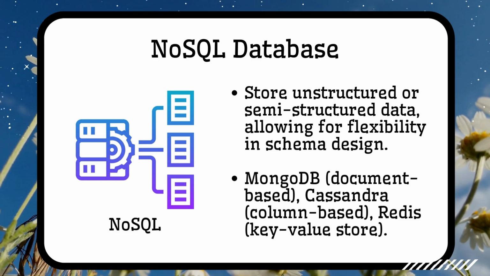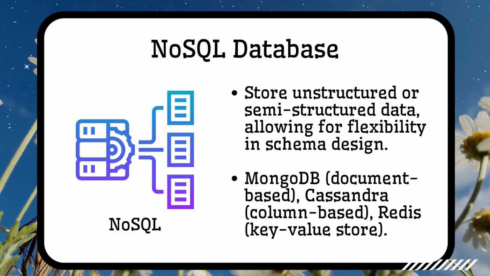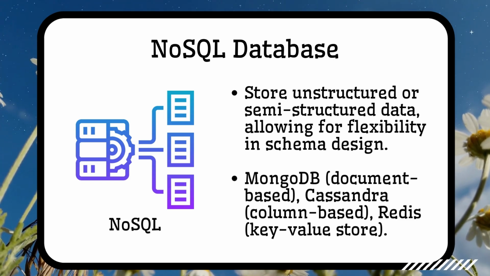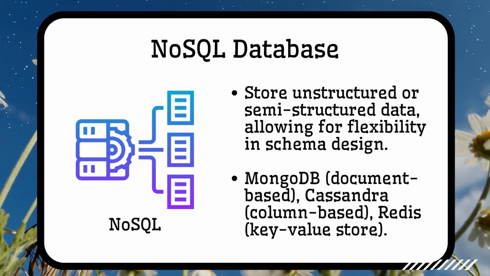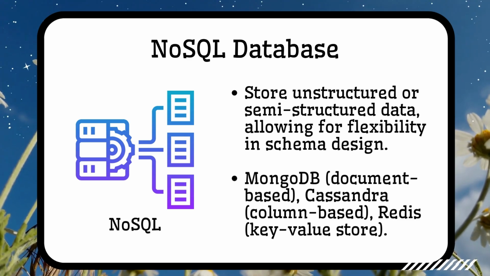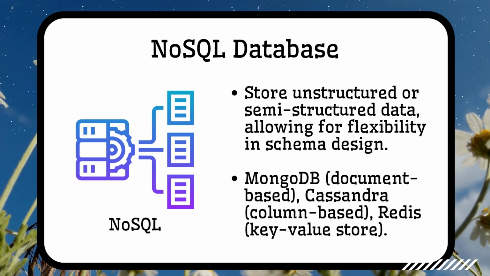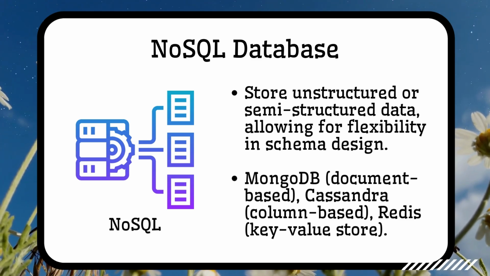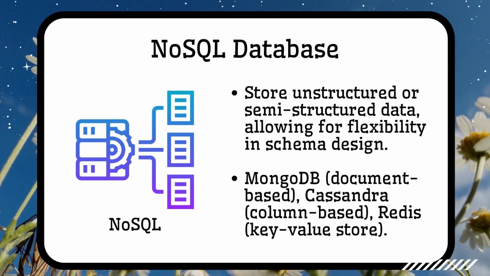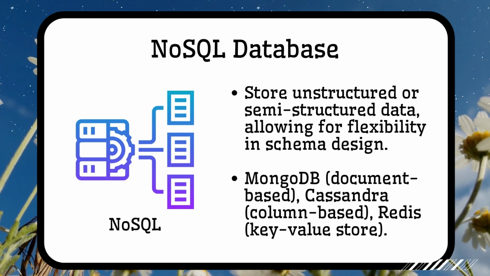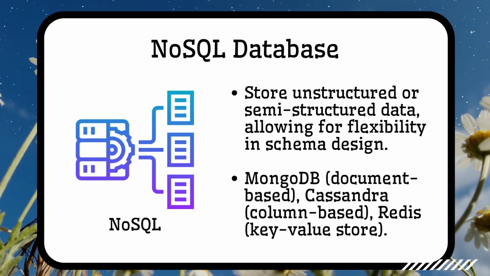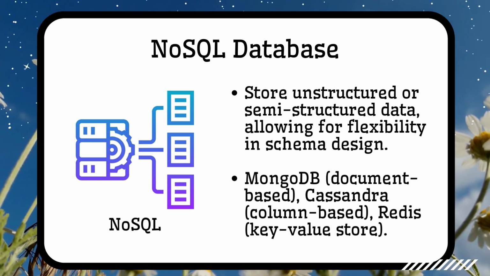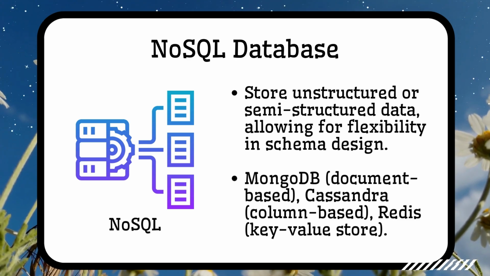NoSQL databases. NoSQL databases store unstructured or semi-structured data, allowing for flexibility in schema design. Examples: MongoDB, Cassandra, Redis, etc. Use cases include social media data, IoT sensor data, and real-time applications. Advantages are highly scalable, suitable for big data, and dynamic requirements.